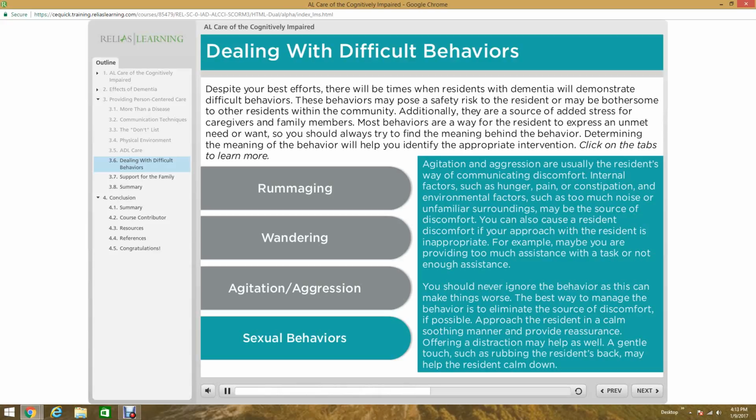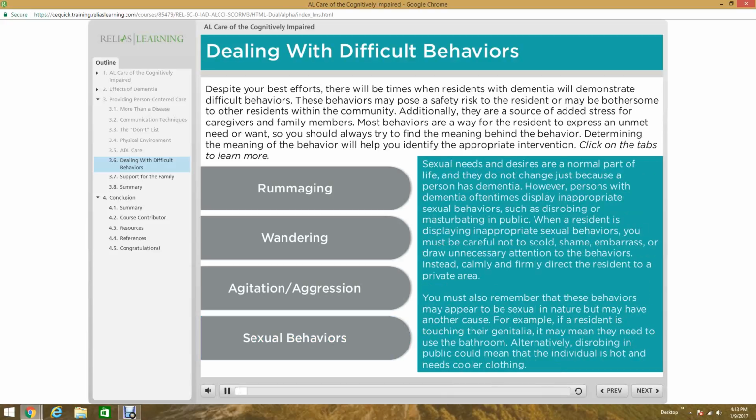For example, maybe you are providing too much assistance with a task or not enough assistance. You should never ignore the behavior, as this can make things worse. The best way to manage the behavior is to eliminate the source of discomfort, if possible. Approach the resident in a calm, soothing manner and provide reassurance. Offering a distraction may help as well. A gentle touch, such as rubbing the resident's back, may help the resident calm down.